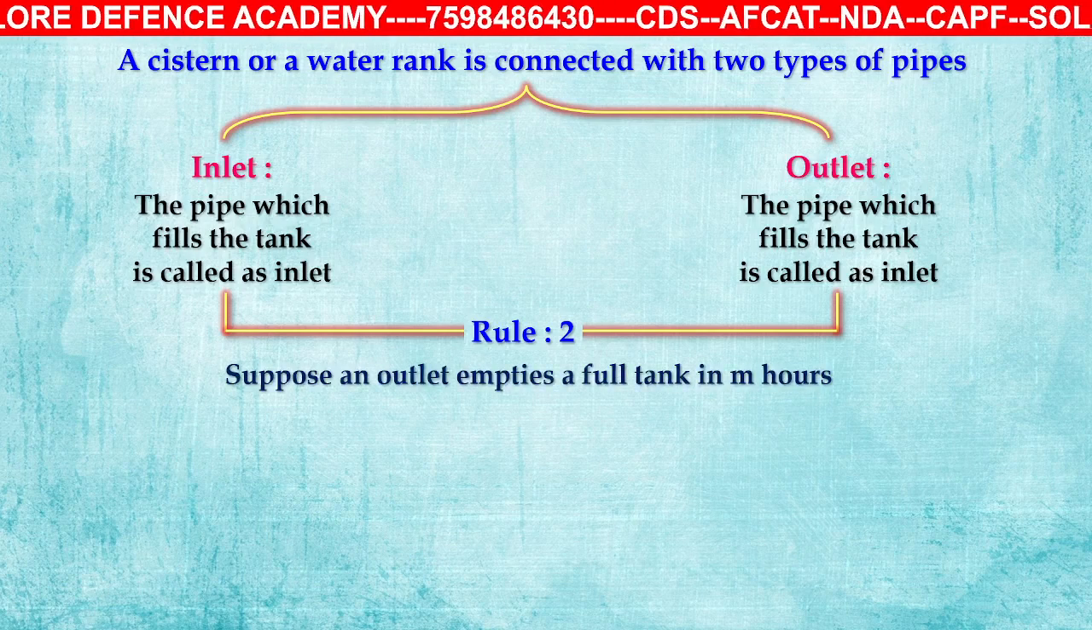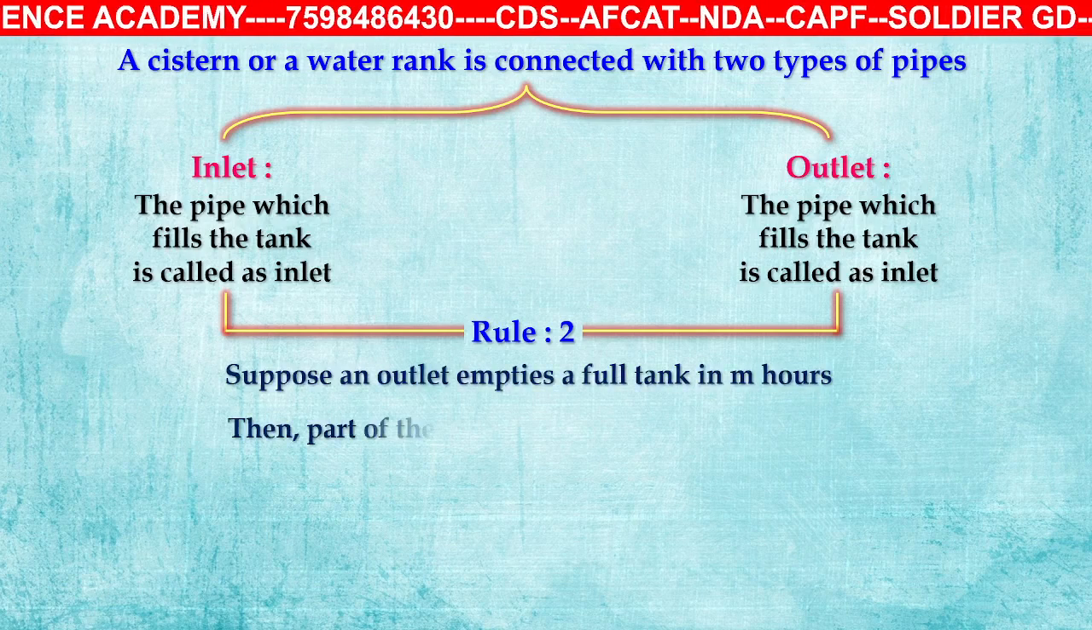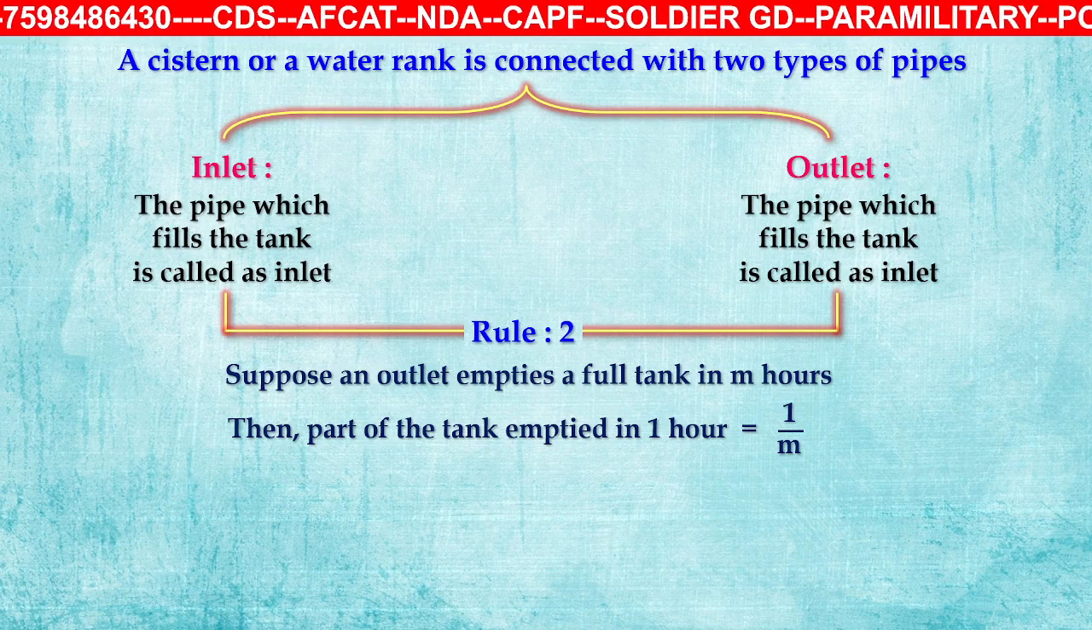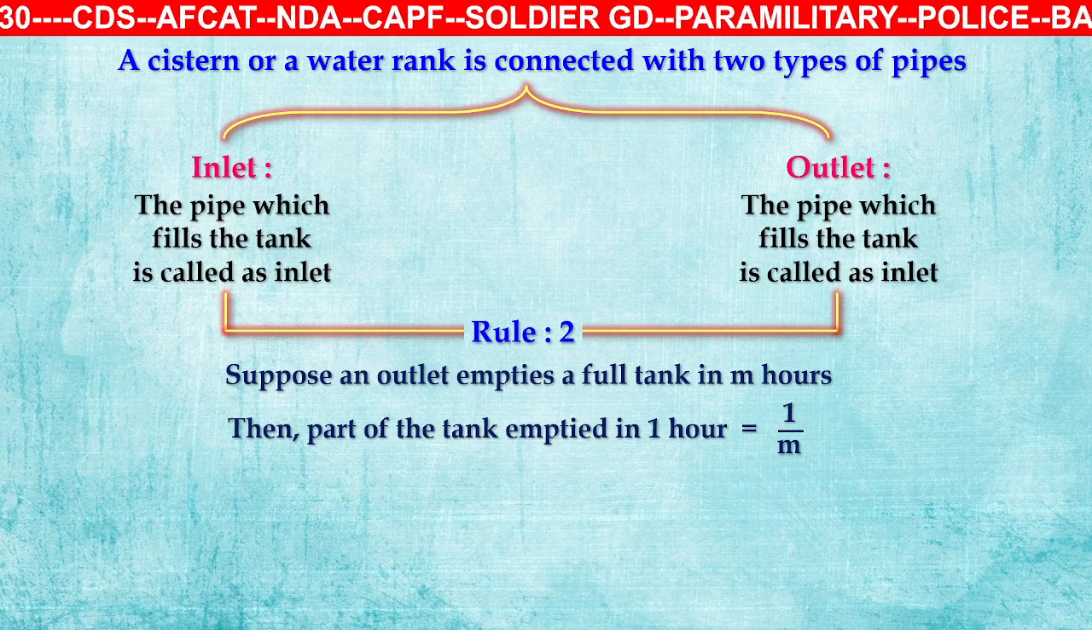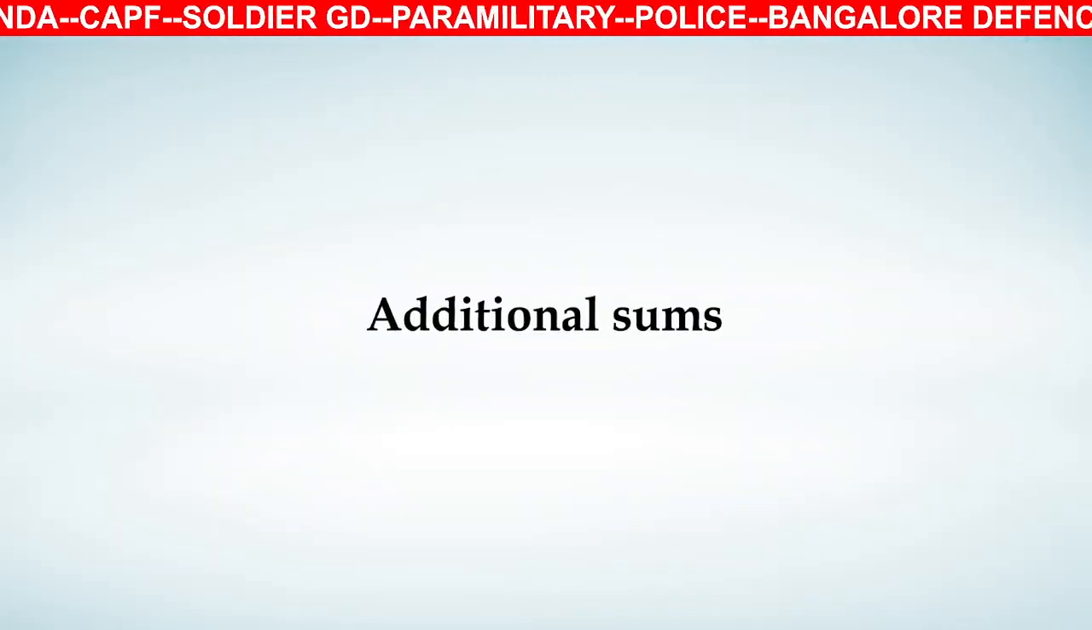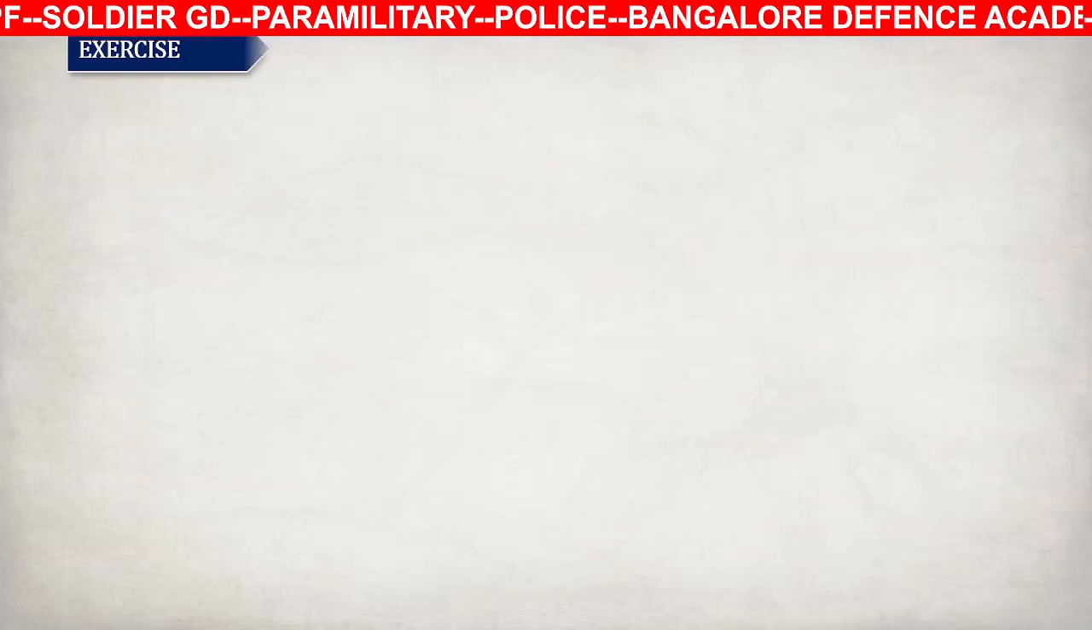Second rule. Suppose an outlet empties a full tank in m hours. So the work done in 1 hour is 1 by m. So I am going to take time and then the work done. These are the two quantities that I am comparing. Now let us try to do some more questions.